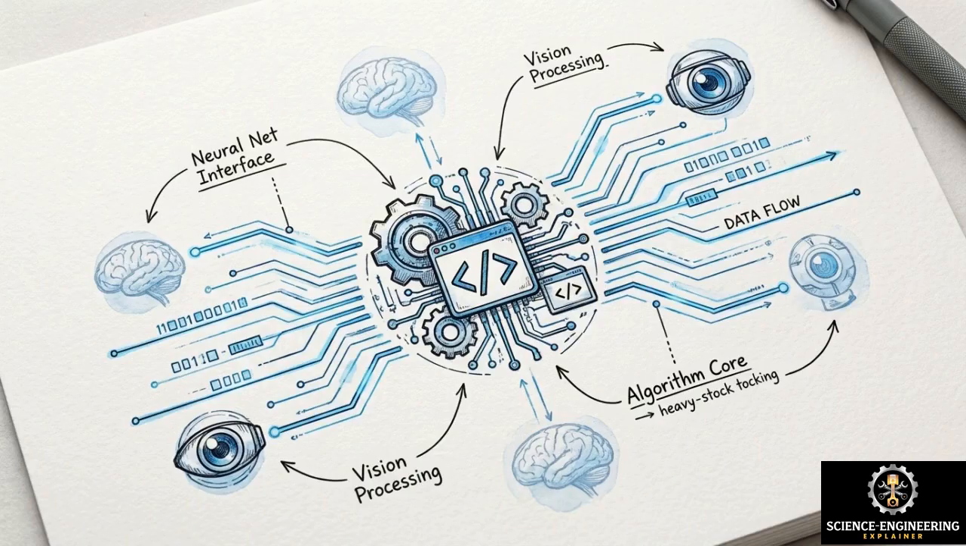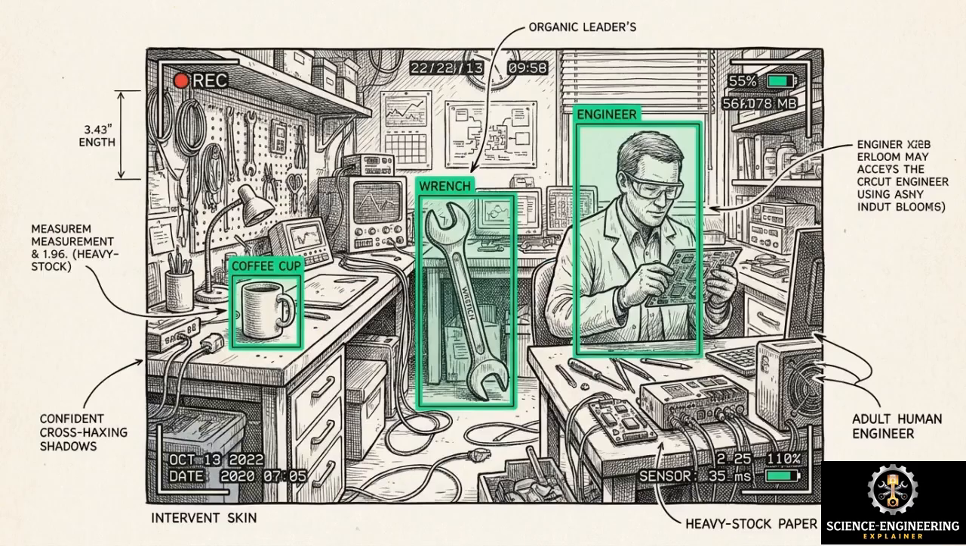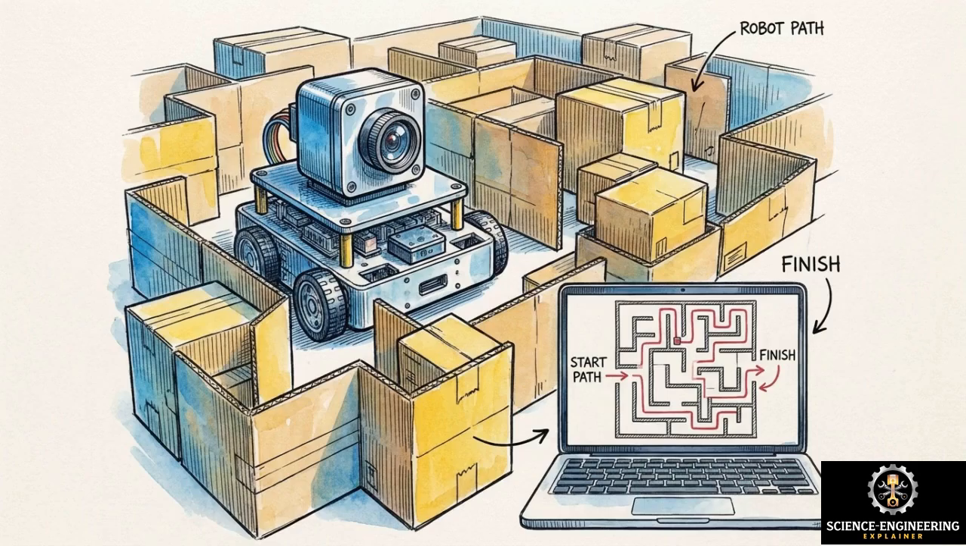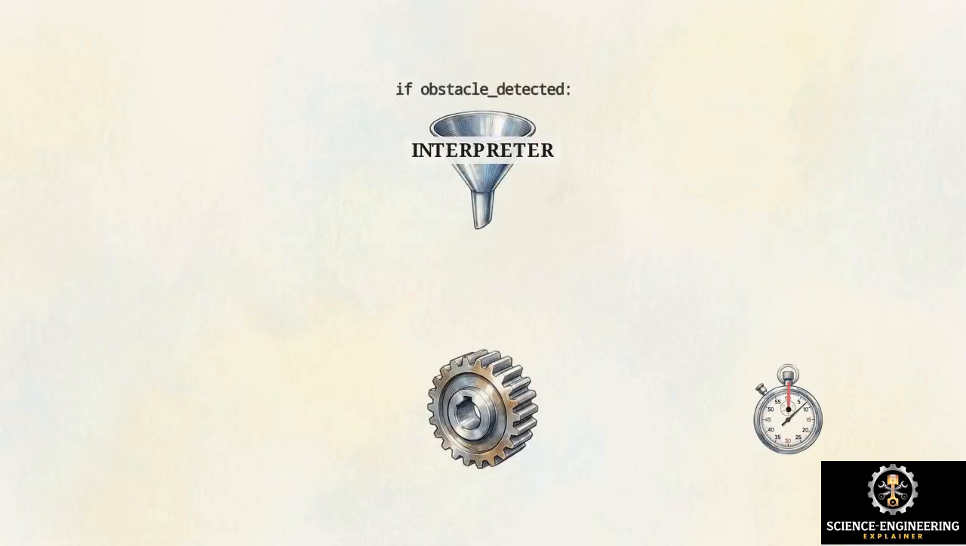If your goal is making robots smart, Python is the default starting line. Python gives you instant access to massive, pre-built libraries for computer vision and machine learning. You can write a script to identify a human or map a room in an afternoon without waiting for complex code to compile. But Python is an interpreted language.